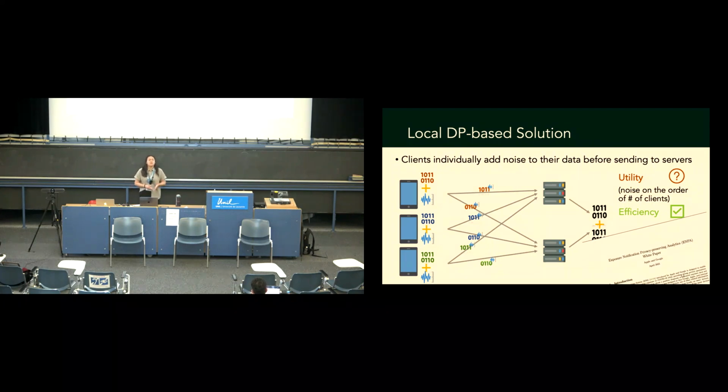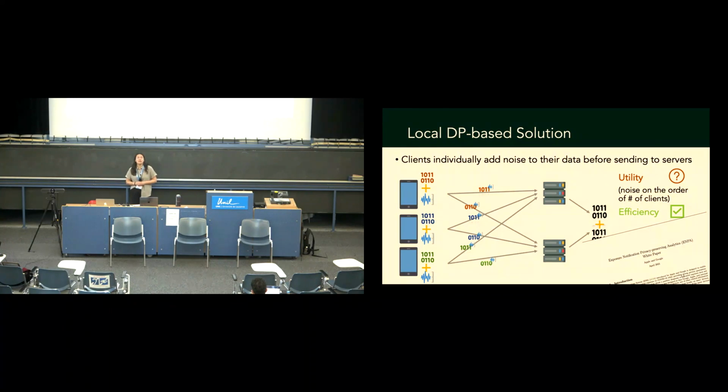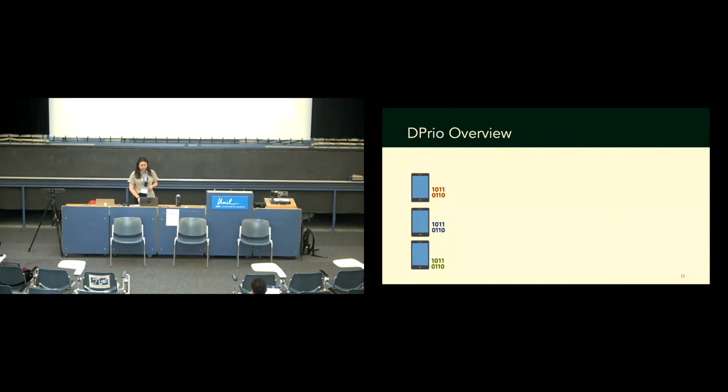Now, this might be acceptable for some cases. So for example, this is the approach that Apple and Google take in their exposure notification privacy preserving analytics paper. But we want to know if we can do better. Can we develop a solution which is more efficient than the MPC-based approach and has higher utility than the local DP-based approach? So this is what we do in our work.